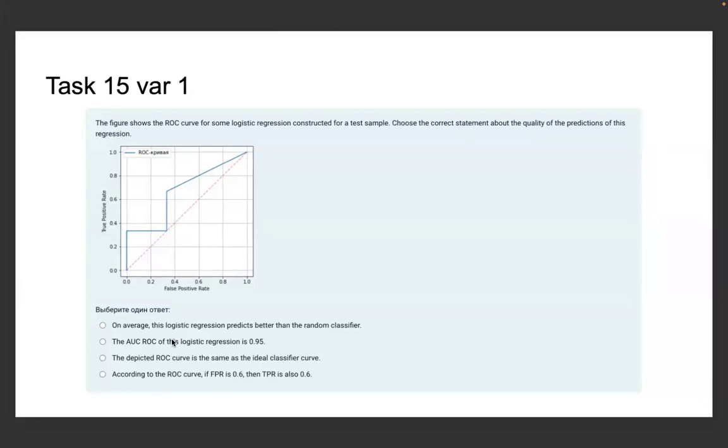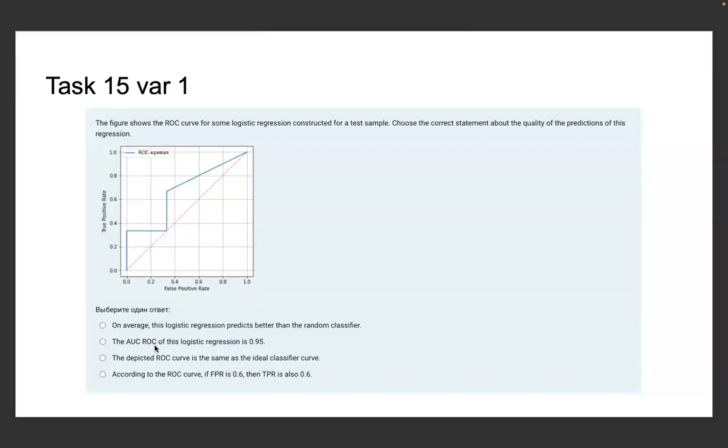First variant: on average, this logistic regression predicts better than the random classifier. We can see that the random classifier is this red line, and we have our line not under but upper than this line, so this variant is correct. Let's check the other variants.